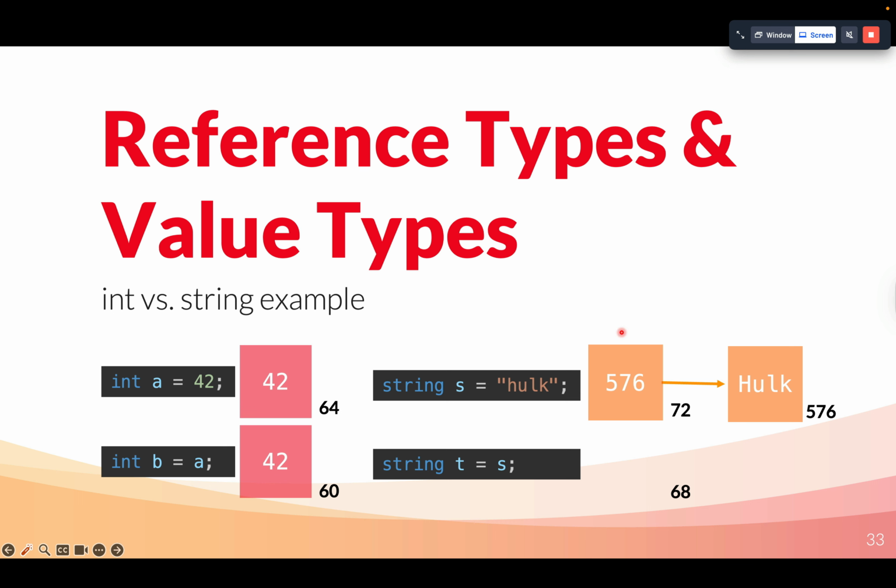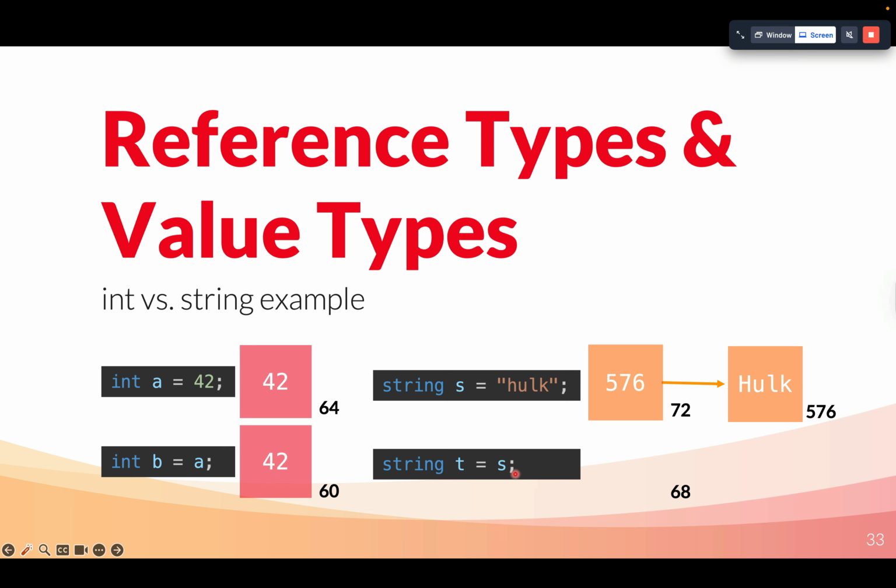String s is this variable that's at address 72. I'm just making up numbers, but it's at a different memory address, and the value that it stores is not h-u-l-k. It's the address where those letters are, 576. So it's as if it's storing an arrow, storing a reference to where the thing actually is. It's not actually storing the data. When you access it, you don't have to jump through any hoops. C# knows how to do this, and if you want to do anything with that, it's going to automatically jump to the address where the data actually is.